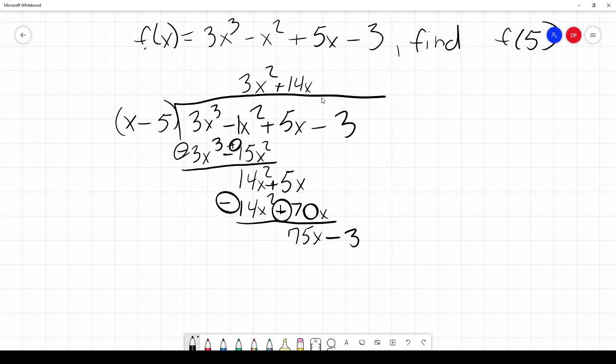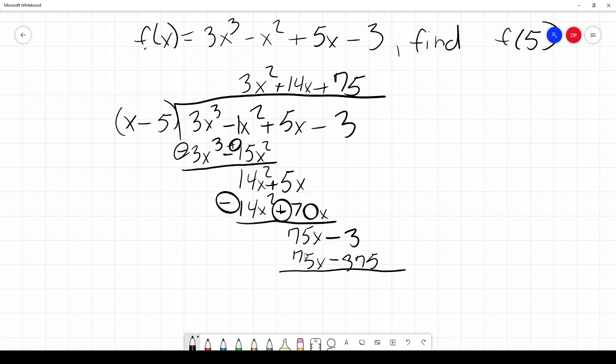Our last one, x times positive 75, is going to be 75x. So we do 75 times x, and then 75 times negative 5. Let me think. 10 times 75 would be 750, so it would be half of that. So it would be, what, 375, I'm pretty sure. 375 times 2 should be 750, so I believe that's correct. I guess I'll find out in a minute. Hopefully I didn't do my math wrong.